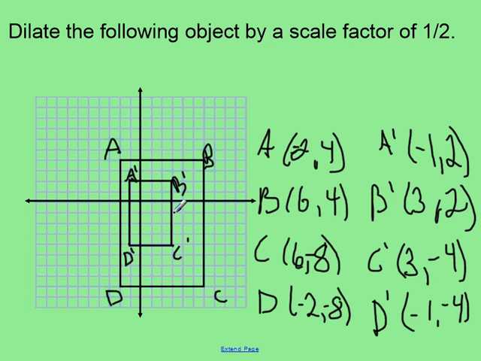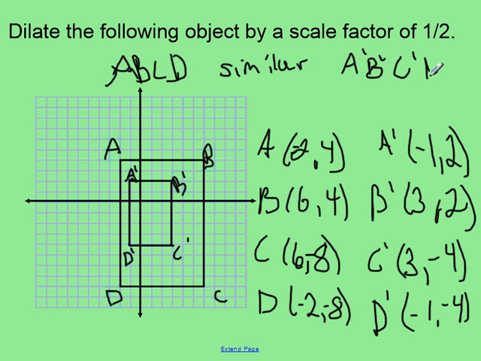If you plot the points for what you think they should be in the image, and it doesn't look like the same kind of shape as you started out with, that's a big clue that you did something wrong. If it looks like the sides have a different relationship to each other. Remember, anytime you do a dilation, the shapes are similar. So the original A, B, C, D is going to be similar to A prime, B prime, C prime, and D prime.